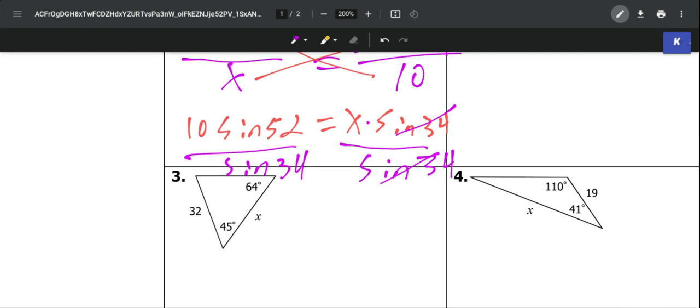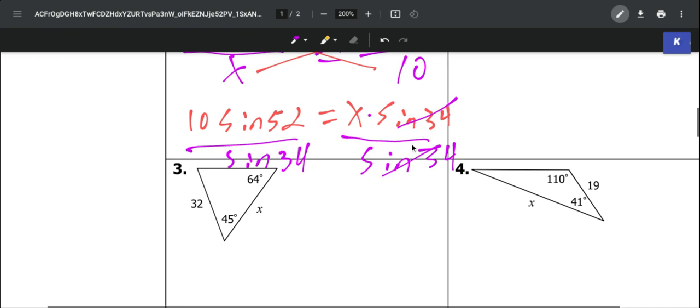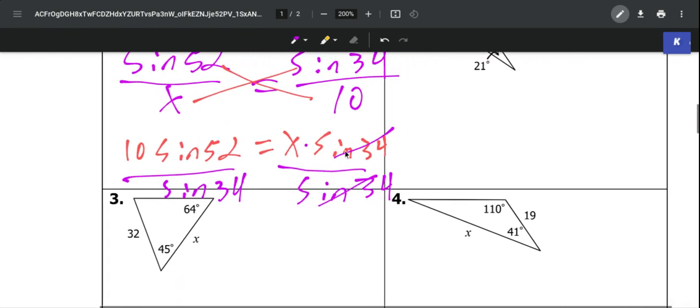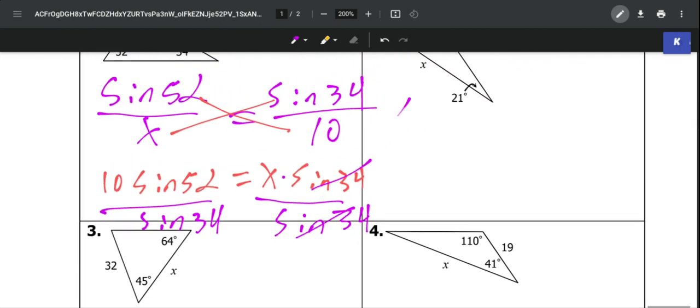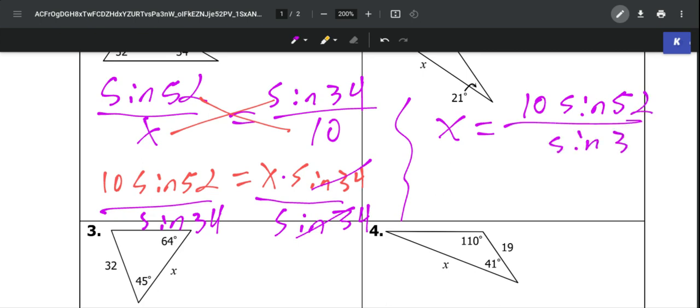And then when we simplify this, we get x is equal to 10 sine of 52 over sine of 34.